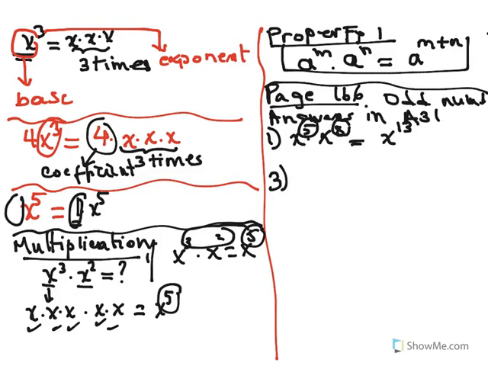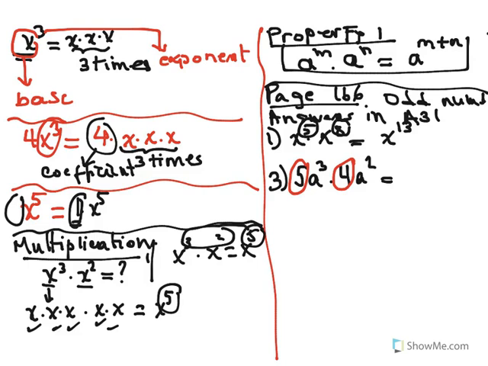Okay, I'm ready to do number 3. 5a to the third times 4a to the second. Okay? Remember that these numbers right here are coefficients. I'm going to be working with the coefficients in a completely different way. Because remember, they are not repeating.